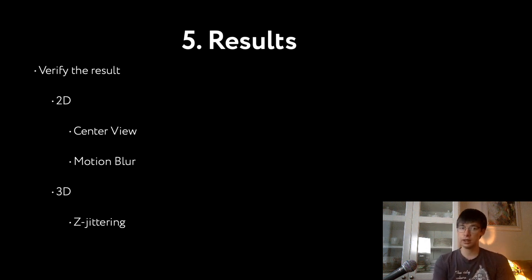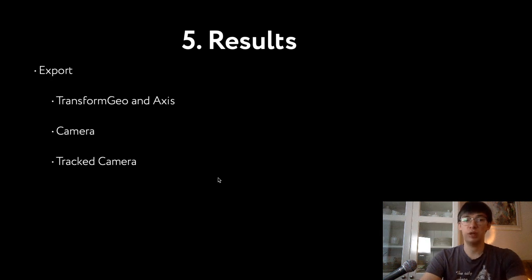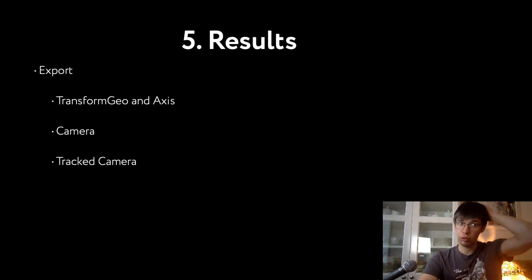And next time we will discuss how to tackle this Z jittering, how to smooth everything and make the tracking as smooth as it could be done using one camera. But this time let's first discuss some basic stuff, like for example exporting options.